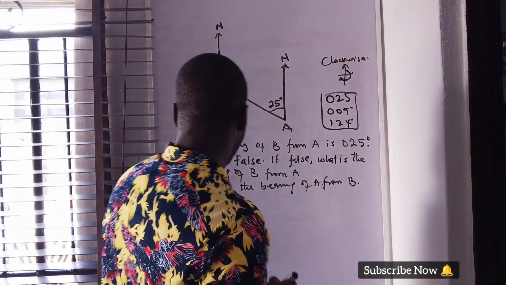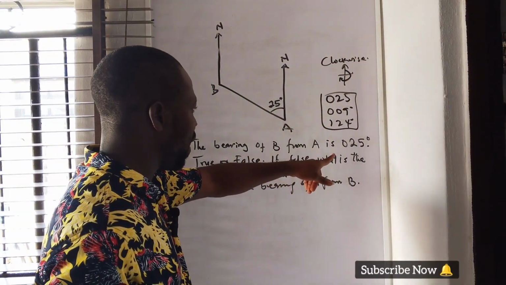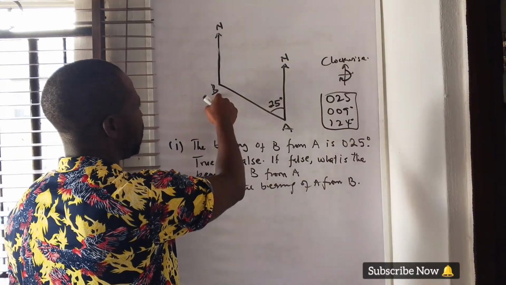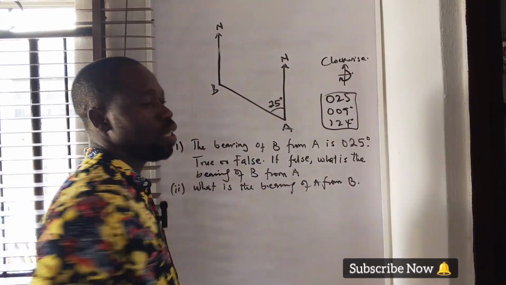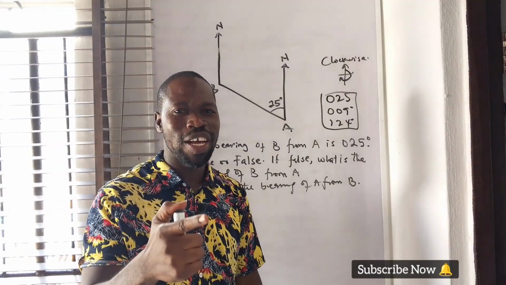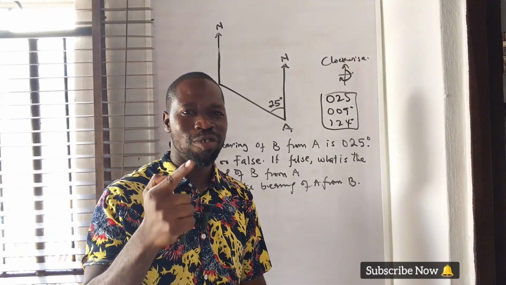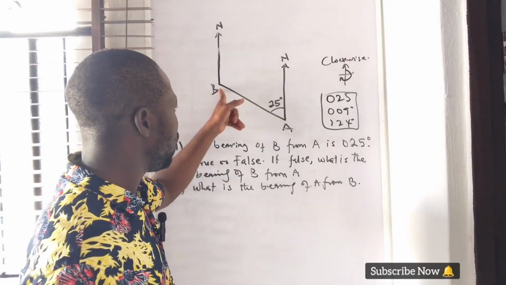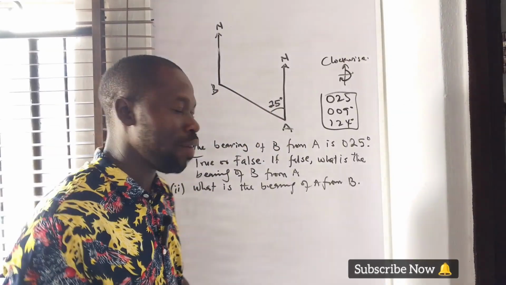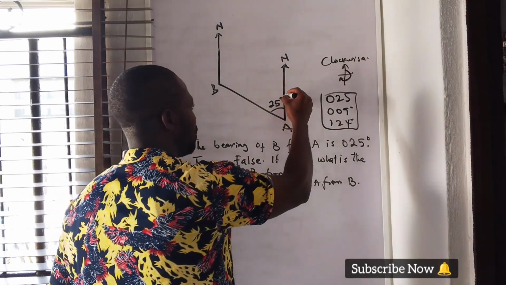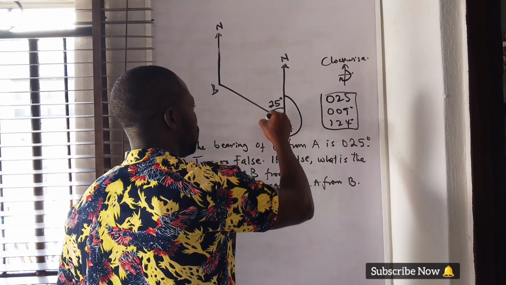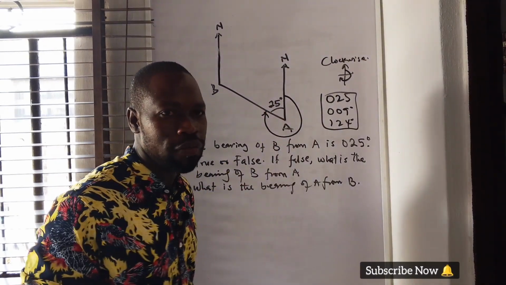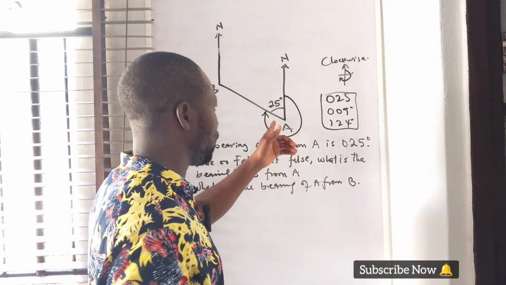All right, so now the bearing of point B from A is 25 degrees, true or false? The bearing of B from A is 25 degrees. Is that true or false? I want you to give the answer first of all. Right, it is false because the bearing of B from A is actually not 25. Remember, we're going to start from the north and turn around until you get to the point. So the whole angle here is the bearing of A from B, which is not 25 actually.